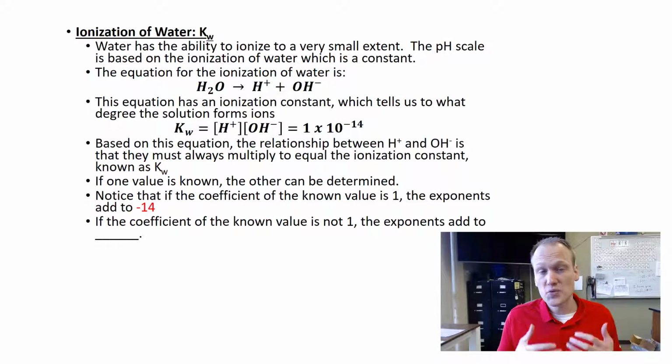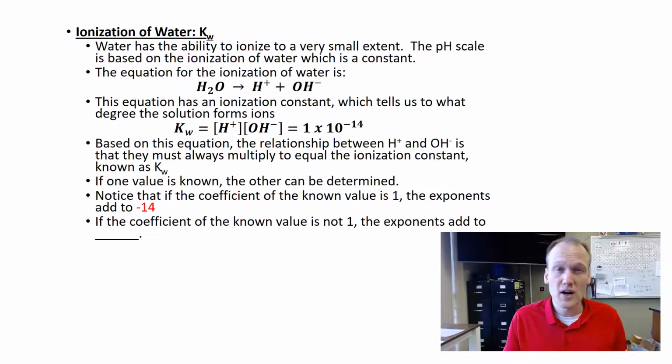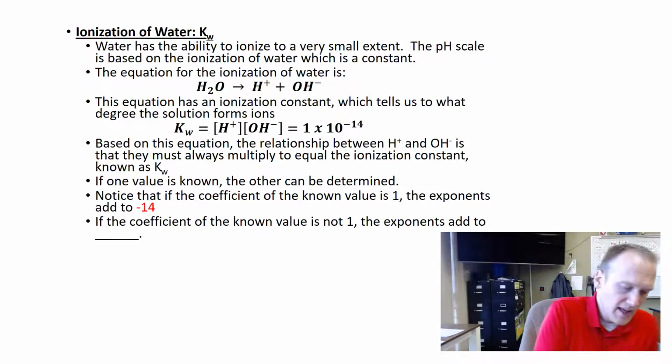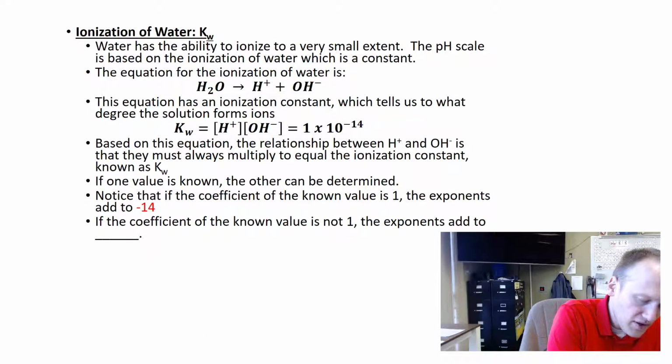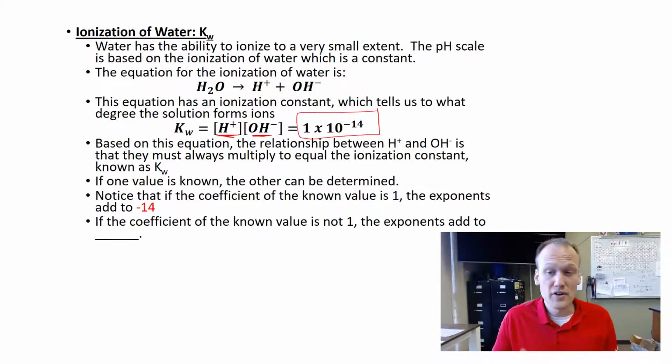One of the constants that's really important for us while we're discussing acids and bases is the constant of the ionization of water, which is known as Kw. Water does have a very, very low ability to ionize, or break back apart into the H+ and OH- ions. What we can do is use the ionization of water as a constant, Kw, and we can set that equal to the concentration of hydrogen ions times the concentration of OH- ions, and that should equal the constant or degree to which a solution forms ions.